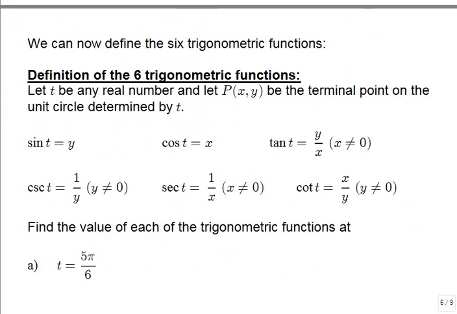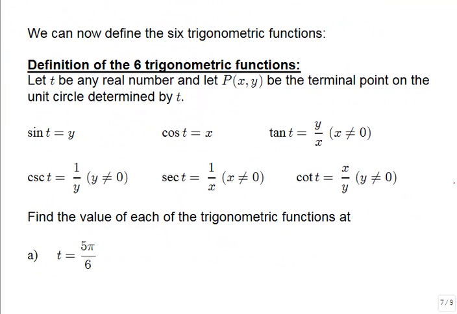Okay, so we've talked a lot so far about these terminal points, these common terminal points that you want to have memorized. And you want to be able to find reference numbers and figure out what quadrant you're in. And the reason behind all that is because based on those terminal points and these real number t's, we are now going to be able to define what our 6 trigonometric functions are. So here's our definition of our 6 trig functions.